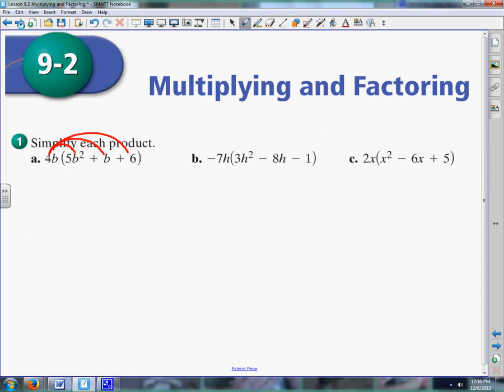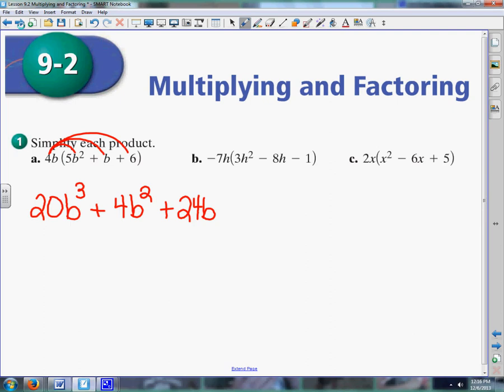Okay? So 4b times 5b squared, I would do 4 times 5, which is 20. And b times b squared is b to the third power. If you remember from multiplying exponents, you add them together. So plus 4b squared, because I have 4b times b is 4b squared. And then I have 4 times 6 is 24b. And I add my b on after it. So that is my answer for this.